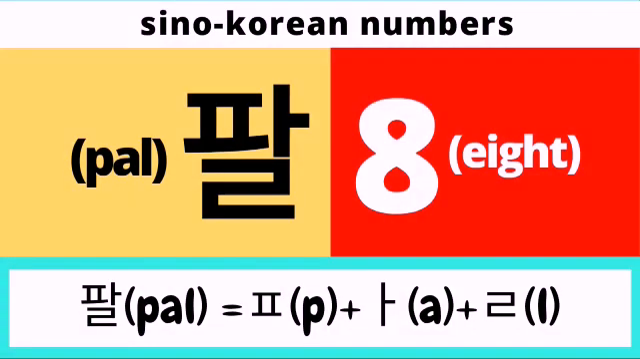How do we spell pal in Hangul? This is just composed of 3 Hangul characters. The first one is a P character, the second one is an A character, and the third one is a real character. And then we just have to combine this and arrange this to form the Hangul of the word pal, which is number 8.